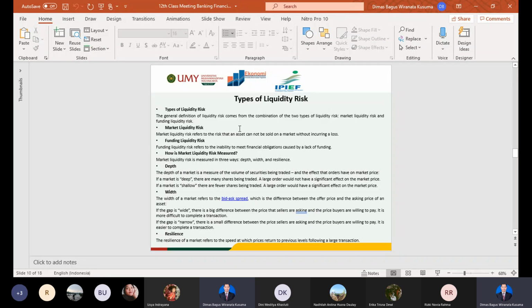So the asset cannot be converted into cash, so that the obligations of the company or the bank cannot be fulfilled. So it is the mismatch between the asset and liability, the mismatch between the cash received and the cash out. So here is the essence of liquidity risk.